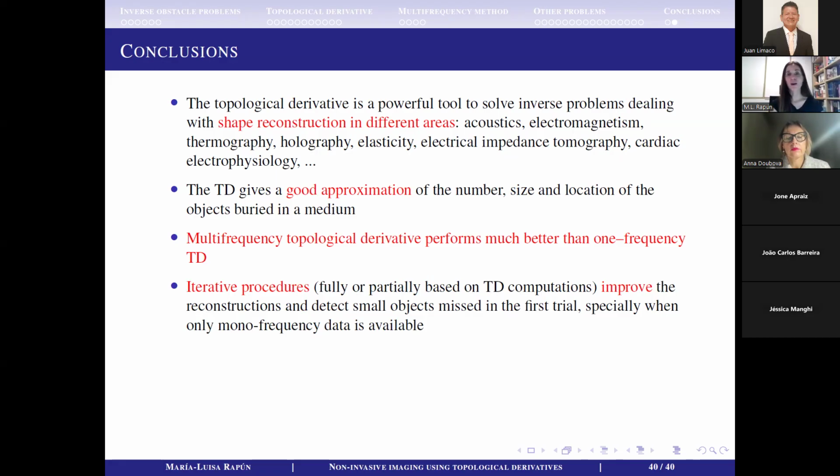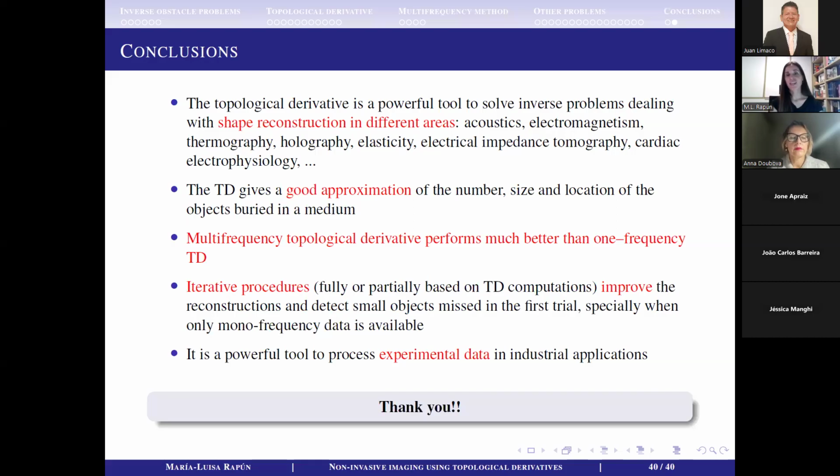This method can be combined with some other techniques to produce better reconstruction just by using them as initial guesses for some more sophisticated iterative methods. And finally, I want to emphasize that this technique is very powerful, not only for, let's say, model problems, but also for real experimental problems and problems related with industrial applications. Okay, and thank you very much.